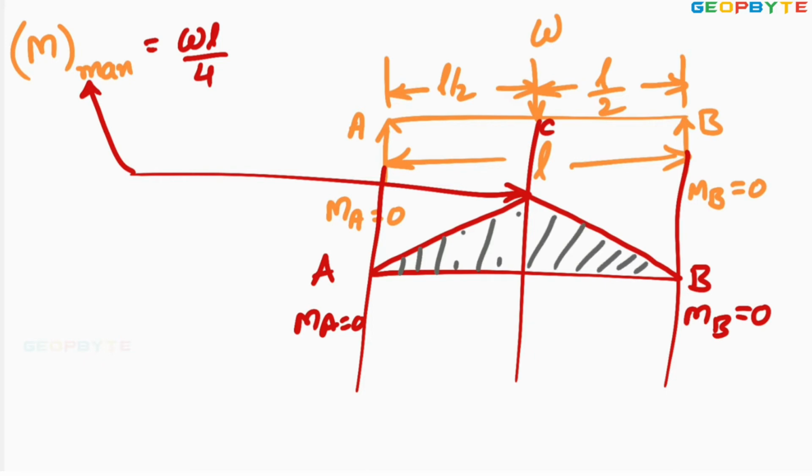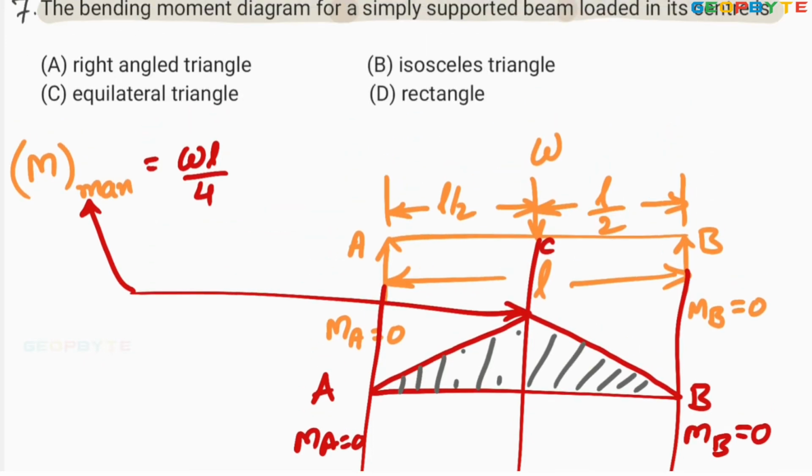It is looking like an isosceles triangle. Therefore, option B can be selected. Option B is absolutely correct. Remember, when a simply supported beam has a point load at its center, the geometric shape of the bending moment diagram is an isosceles triangle. Shall we move to the next problem? Yes.